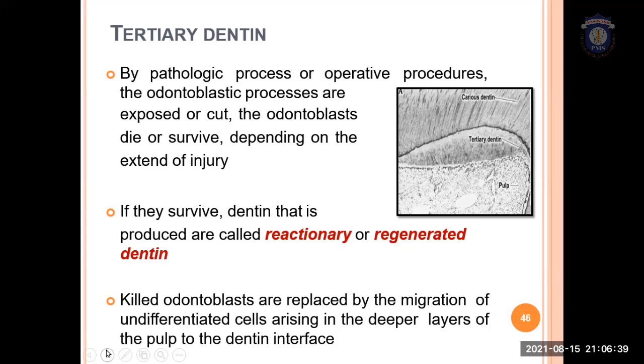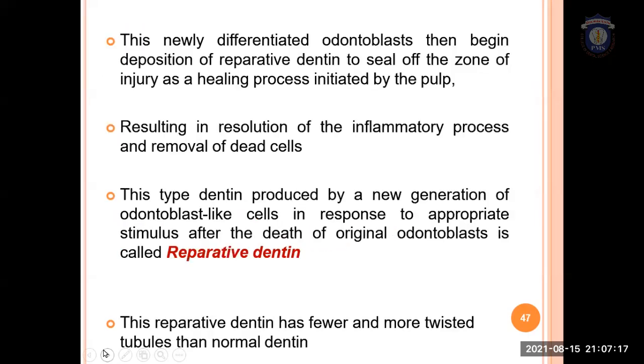So in some instances, due to the extent of the injury, if the injury is very high, the odontoblasts can die or they will not survive well. So in those cases, the odontoblasts that did not survive are replaced by new cells. So the pulp will stimulate migration of undifferentiated mesenchymal cells from the deeper layers of the pulp into the dentine-pulp interface, and the undifferentiated cells differentiate into odontoblasts. And these new odontoblasts can produce new tertiary dentine.